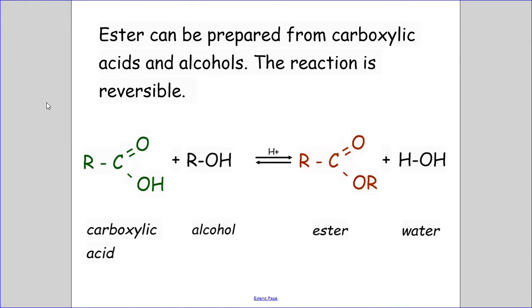Okay, so esters can be prepared from carboxylic acids and alcohols, and the reaction is reversible, so we can go one way or back the other way. If we take a carboxylic acid, which is what we discussed in the last section, and react it with an alcohol, with a hydrogen ion as a catalyst, then we can make an ester that gives us a double bonded oxygen, and you can see here there's our double bonded oxygen. It's taking the hydrogen from it and giving water as a product, and so we can make our ester from carboxylic acids with alcohol.